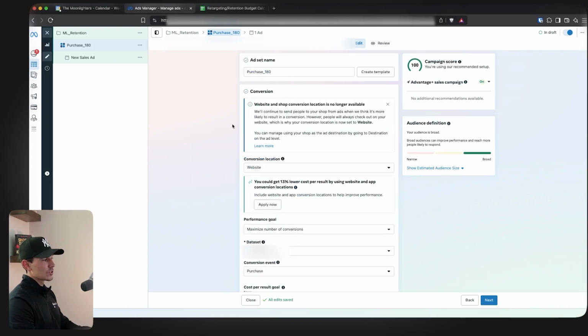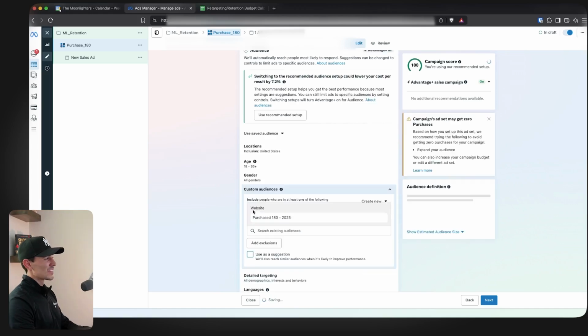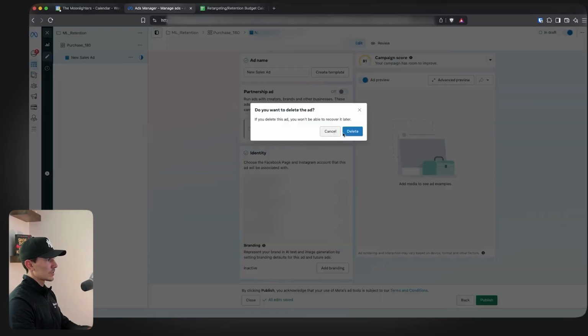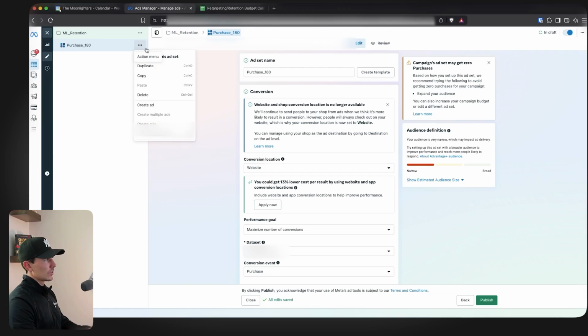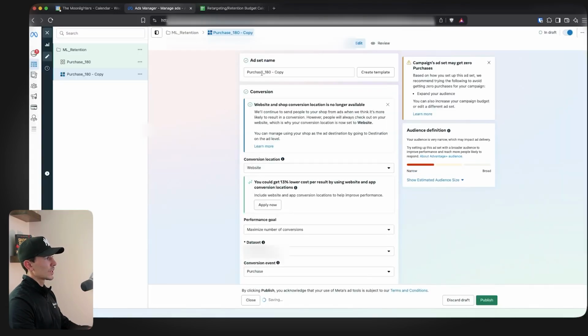Now, what I would actually recommend is a little different. So I would do this instead. I would do purchase 180. We're unselecting use as a suggestion, and then we're done here. The next thing we're going to do, let's get rid of this ad. We're going to get to those later. The next thing we're going to do is we're going to duplicate this. We're going to change this to purchase all time.